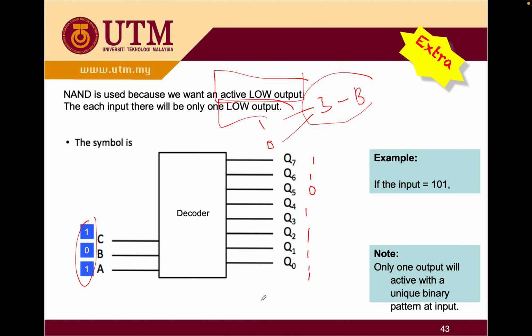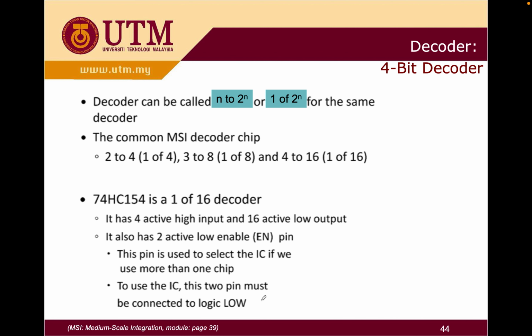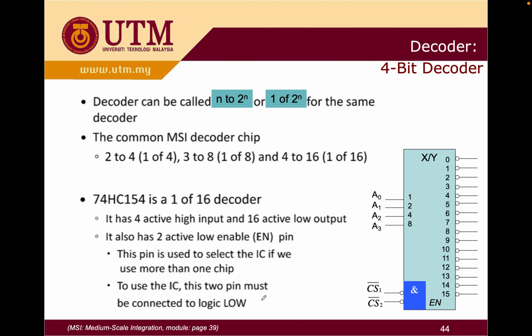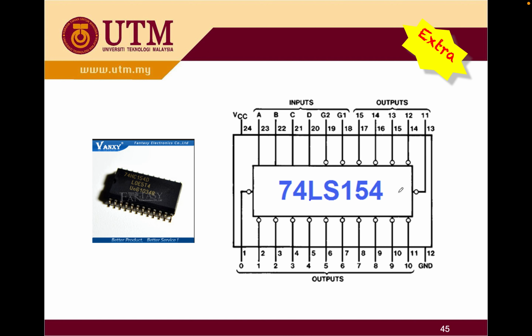Okay, just now there was no connection to the ground and you didn't have EN, but now you have an EN there. It must connect to logic low. And this is all together 16 outputs. This all together is our 4 inputs. How it looks like here. This is an example.